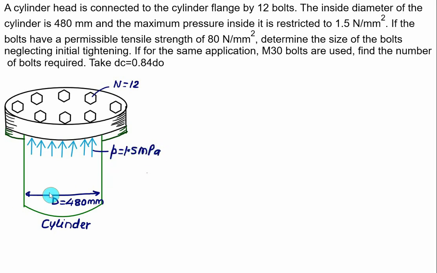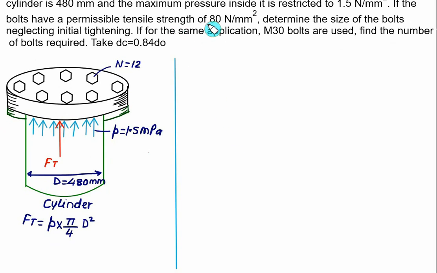The product of pressure multiplied by the area of the cylinder will be the external force acting on the 12 bolts. So we can calculate here the total force Ft, which is the product of pressure multiplied by area. So Ft is the total force which is resisted by 12 bolts, equal to pressure P multiplied by pi by 4 into d square, that is the diameter of the cylinder squared. Permissible tensile strength is given as sigma allowable equal to 80 megapascal. You have to find out the size of the bolt, that is the diameter D0.